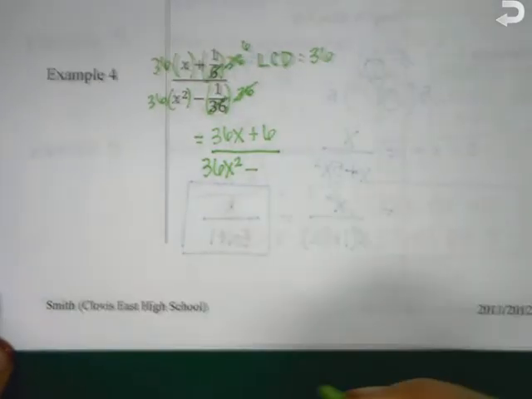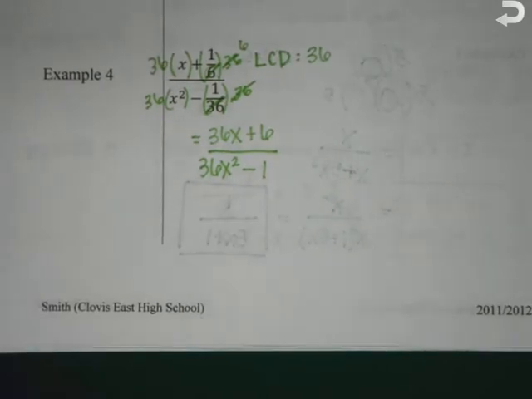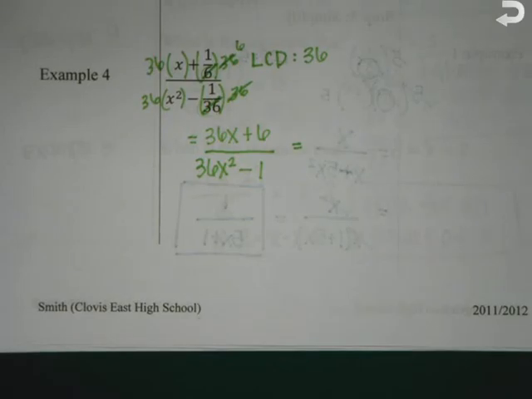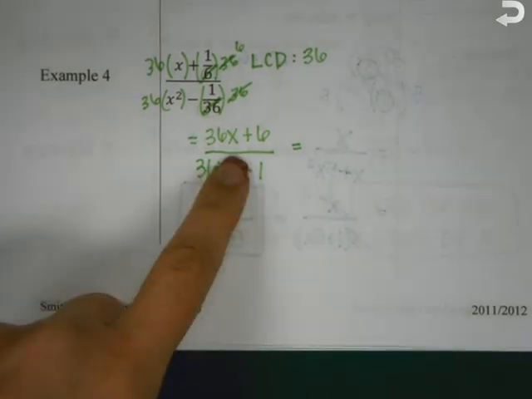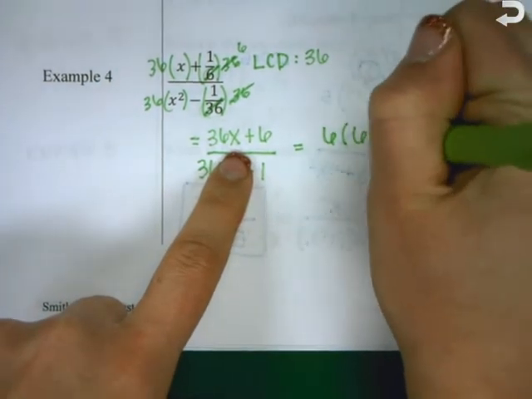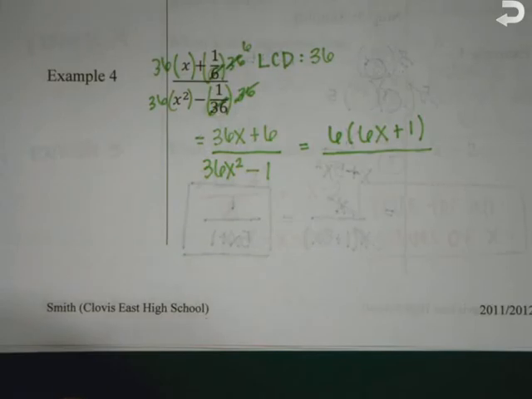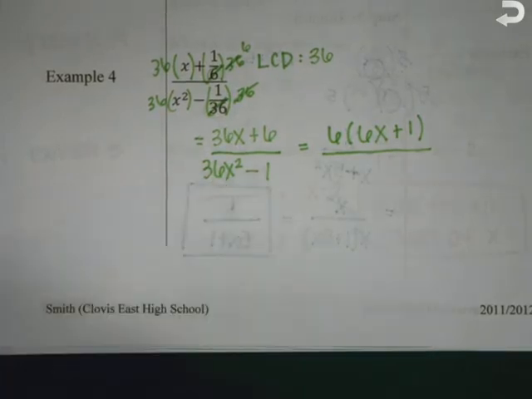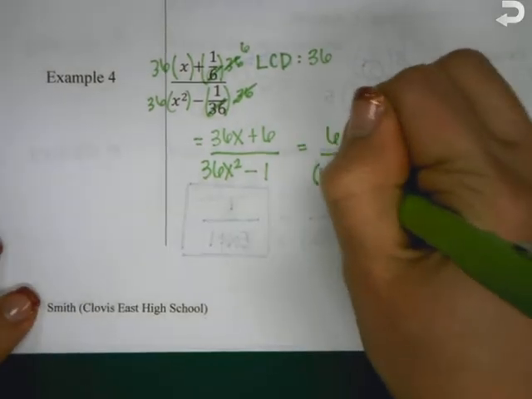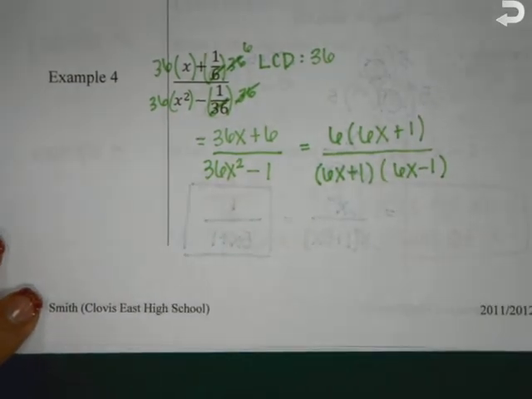Okay? Now what can I do? I can pull out a 6 in the numerator. So that would become 6x plus 1 over... What about the denominator? That is a difference of two squares. So this would become 6x plus 1 times 6x minus 1. And now the 6x plus 1 cancel.